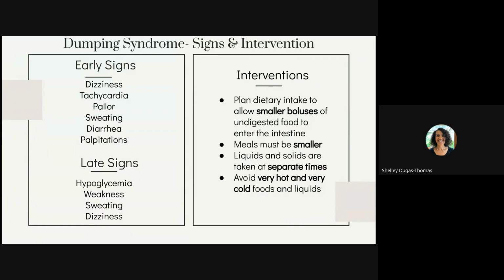Dumping syndrome is managed primarily by planning dietary intake to allow smaller boluses of undigested food to enter the intestine. Meals are small and more frequent. Liquids and solids are taken at separate times. And also, you want to make sure to watch for other complications of gastrectomy, which include wound infections, leaking, anastomotic sites, strictures, and internal bleeding.